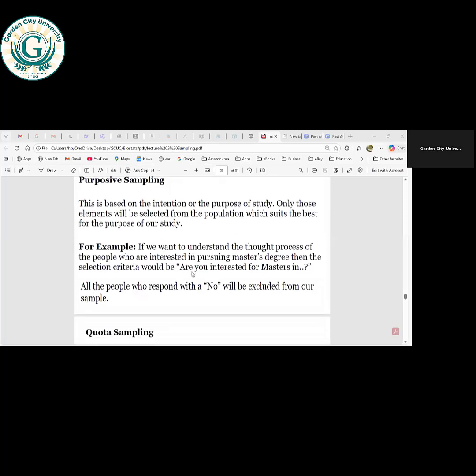Purposive sampling technique. For the purposive sampling technique, you sample based on the purpose of your research. The purpose of your research will influence how you do your selection. For example, with regards to the midwives that I'm researching on, but this time around, the purpose is to know the impact of biostatistics on pregnant women.